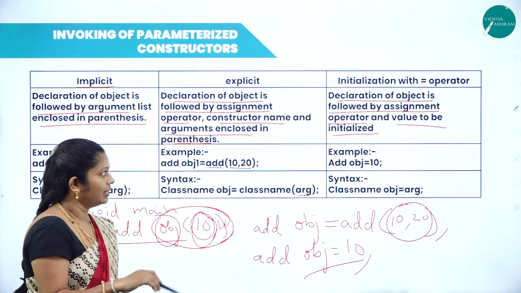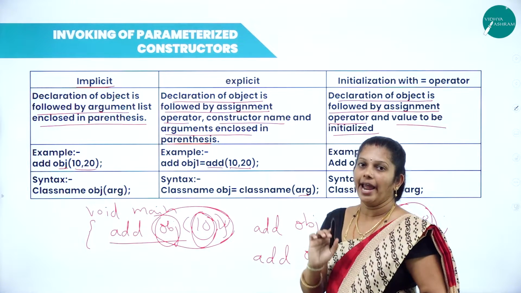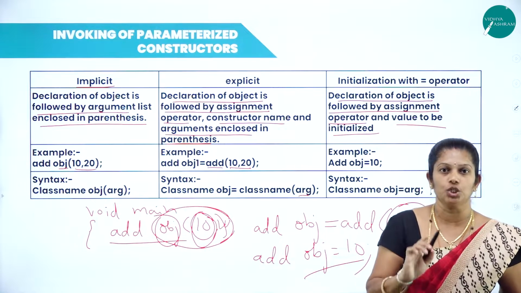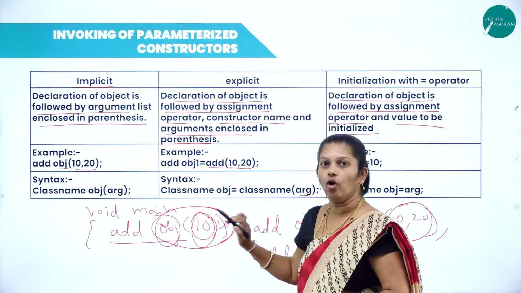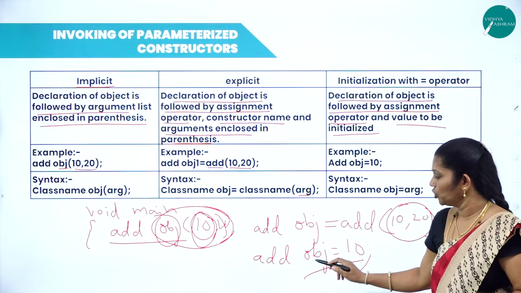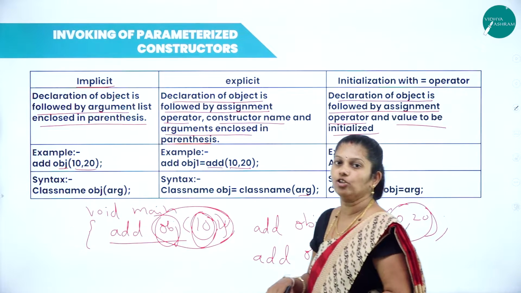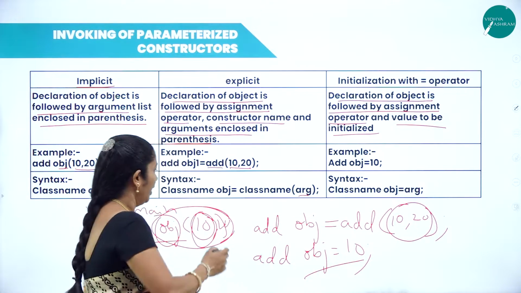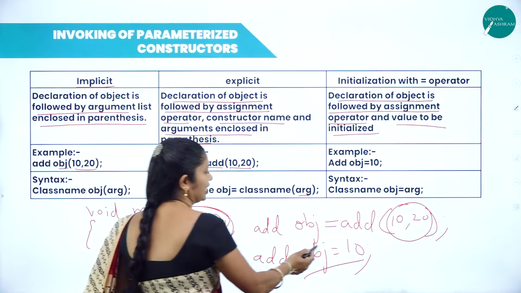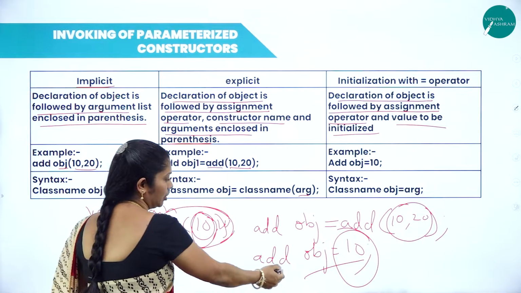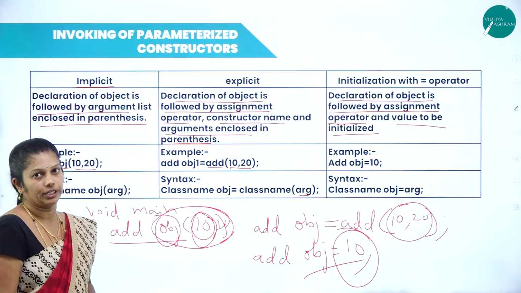Now is it clear? It means that the parameterized constructor can be invoked in three methods: implicit call, explicit call, and one more, initialization at the time of declaration with assignment operator. In implicit call, the declaration of object is immediately followed by the argument list. In explicit call, the creation of object, that is the declaration of object, is followed by the assignment operator, then the class name, then once again the argument list. The main difference here is that in implicit as well as explicit, we can take more than one argument, whereas in the last case, compulsorily only one argument at maximum can be taken. But here also the declaration of object is followed by the assignment operator, then the value, whichever value you want you can give. Now is it clear?